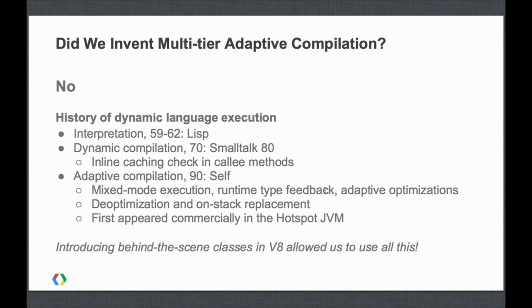The only thing we did in V8 to basically use all this technology was introducing behind-the-scenes classes. You know that JavaScript is prototype-based, but we faked classes behind the scenes. Then you can apply all this technology that's on the slide, and that made it fast.